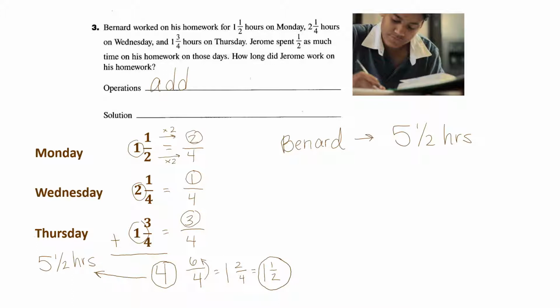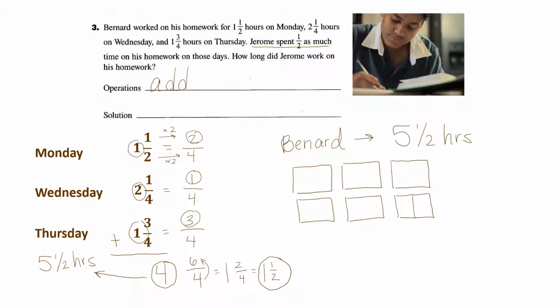Now, Jerome spent half as much time on his homework on those days. Now, remember, they want us to show a model first. So we're going to do 1 hour, 2 hours, 3 hours, 4 hours, 5 hours. Now this would be 6 hours, but he's only going to study for a half of it. So we're making a model here. This would be 5.5 hours.